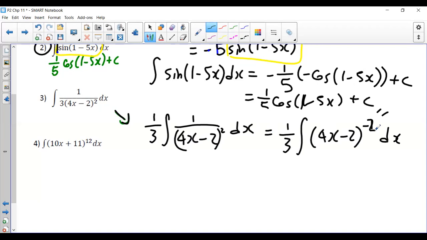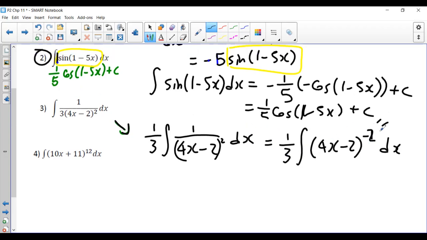Okay. Now, think about this. Here's the hint. What differentiate gives you power of minus 2? Pause the video, have a think about it. When you're ready for the answer, you can press play.